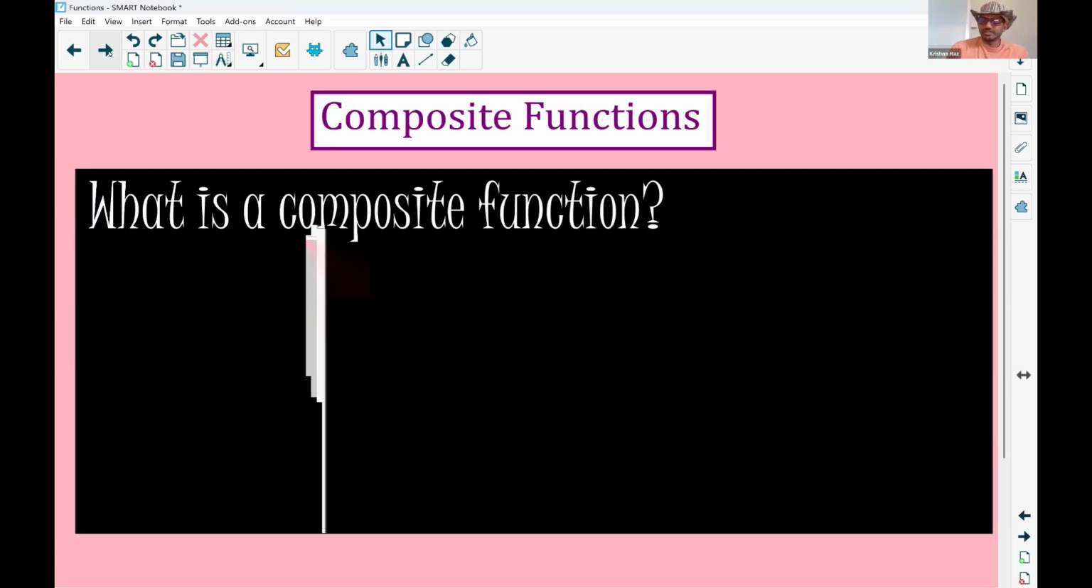So in the previous video, we explained what a function was and some of the uses of the notation. So now we're going to extend that and find what a composite function is.